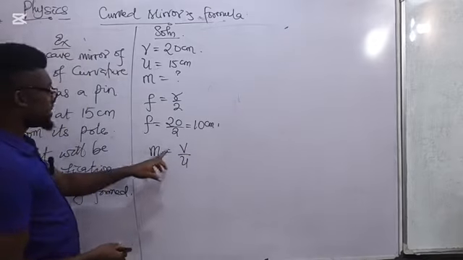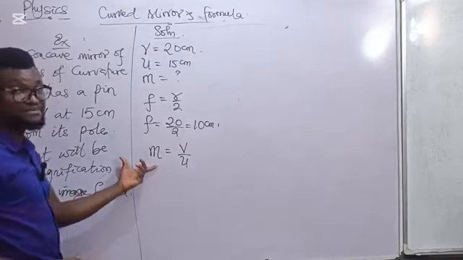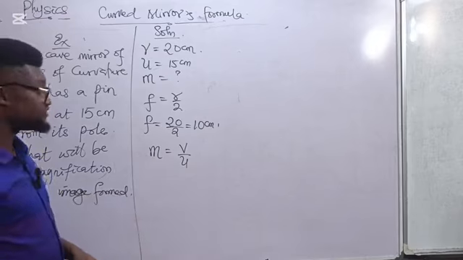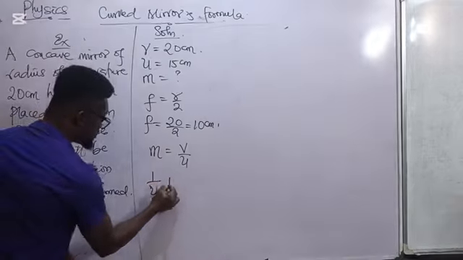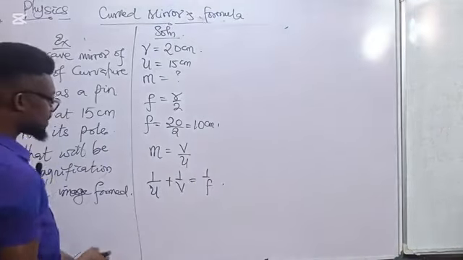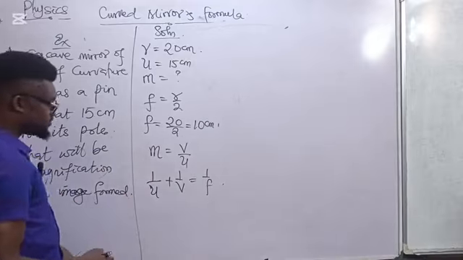But here, we know the value of U, but we don't know the value of V. But we have to find the magnification. That means we need to obtain V, right? Then we use our formula, 1 over U plus 1 over V equals 1 over F. So at this point, we know the value of U, but we don't know the value of V.